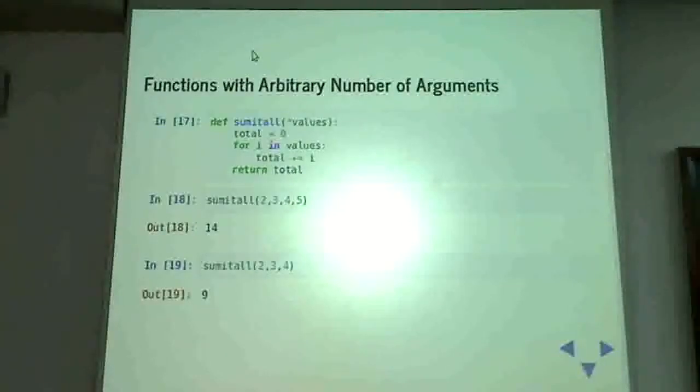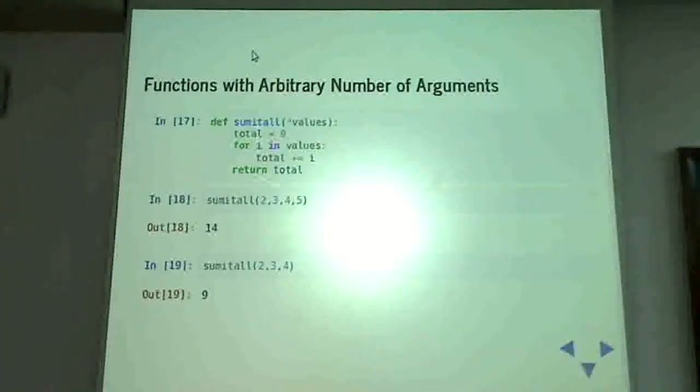You can also have functions which can accept an arbitrary number of arguments. So here I have a simple function which is called SumItAll. Now to tell Python that this function can take any arbitrary number of arguments, I have to declare the variable with a different syntax. I'll say star values. If I had not put a star here, this would be a function that accepts exactly one argument, which is called values. But the star tells Python that it can be any arbitrary number of arguments. So all the values that you give it are stored as a list called values.